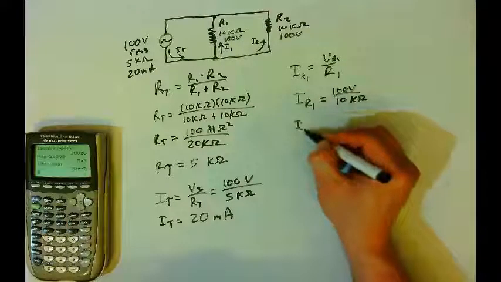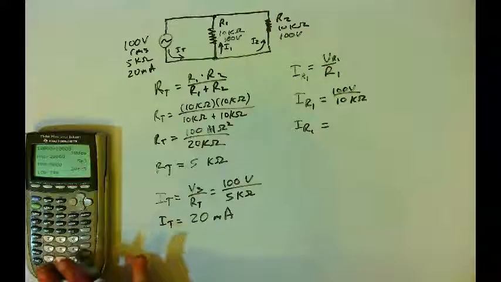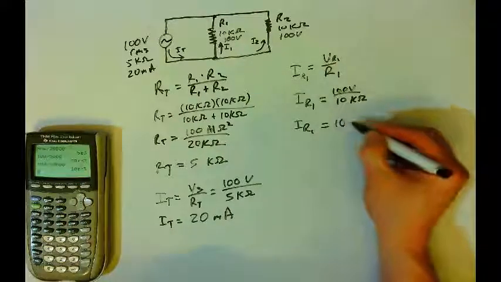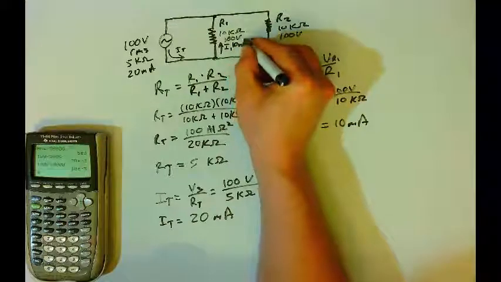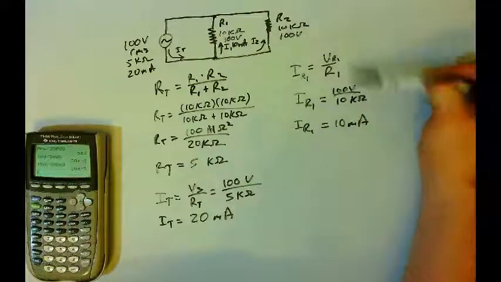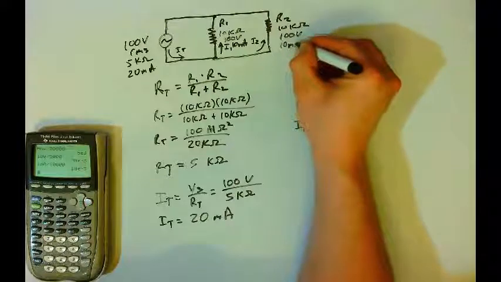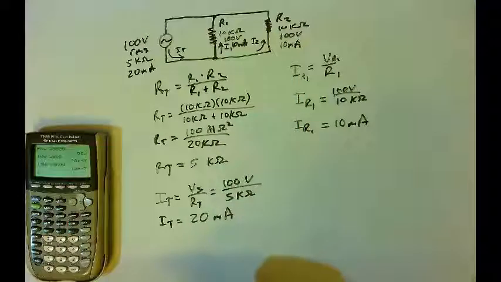And so I'll go ahead and type this in for you. 100 volts divided by 10 kilo ohms is going to be 10 milliamps. And so the current here is 10 milliamps. We're going to get the exact same current for R2 because we still have 100 volts and we still have 10 kilo ohms, and when we divide we will get 10 milliamps. And so now we can find the power in R1 and R2, and we'll also find the total power.